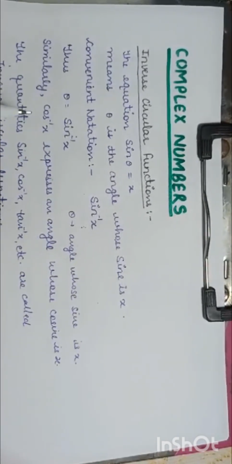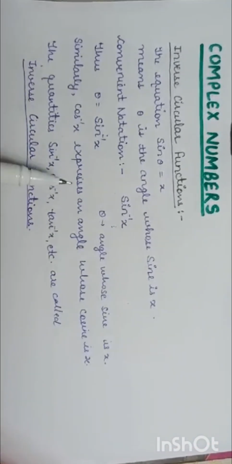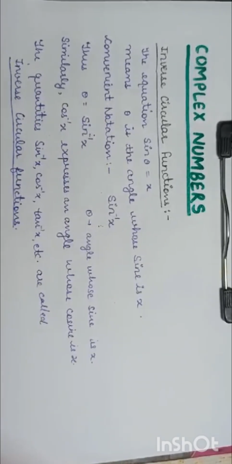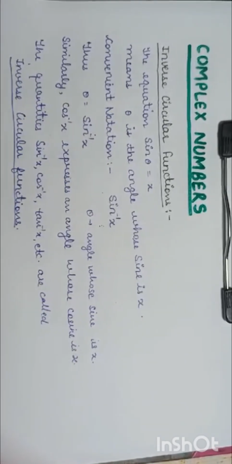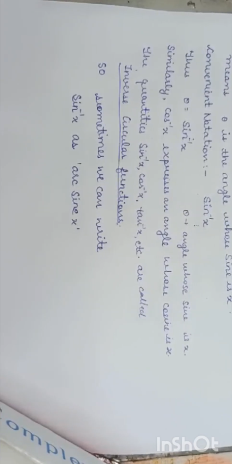Similarly, we can write cos inverse x, which expresses an angle whose cosine is x. Quantities like sine inverse x, cos inverse x, tan inverse x, cot inverse x, etc. are called inverse circular functions. Sometimes we write sine inverse x as arc sine x. These trigonometric functions in inverse form, like sine inverse x, cos inverse x, tan inverse x, cot inverse x, sec inverse x, are all called inverse circular functions.